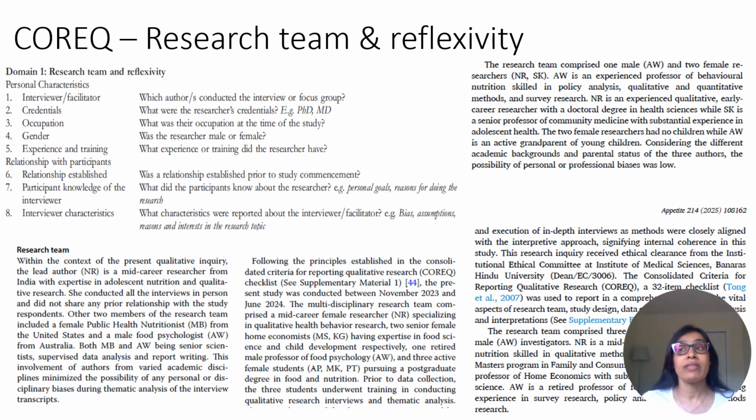So it is preferred that, to minimize gender bias, you should have a combination of both male and female. Similarly, if you only have male authors, then of course, again, there is gender bias. So to minimize gender bias, there should be a good combination of both male and female researchers. Now, experience and training.